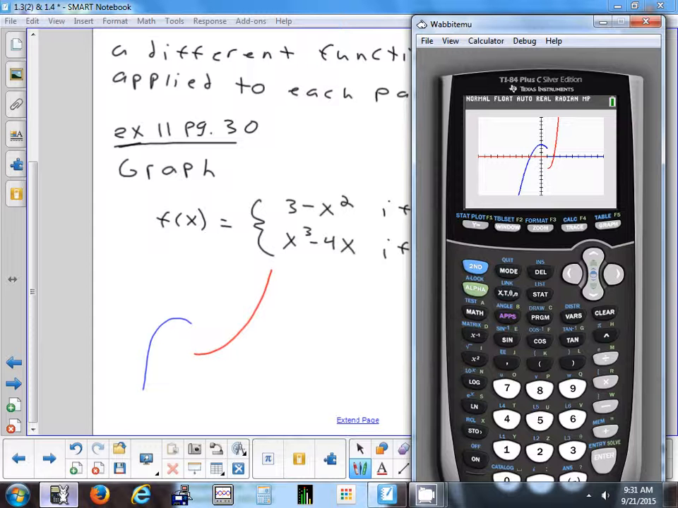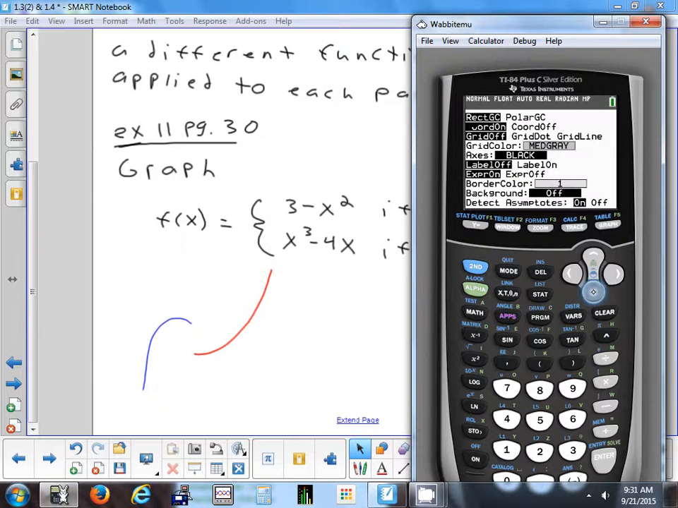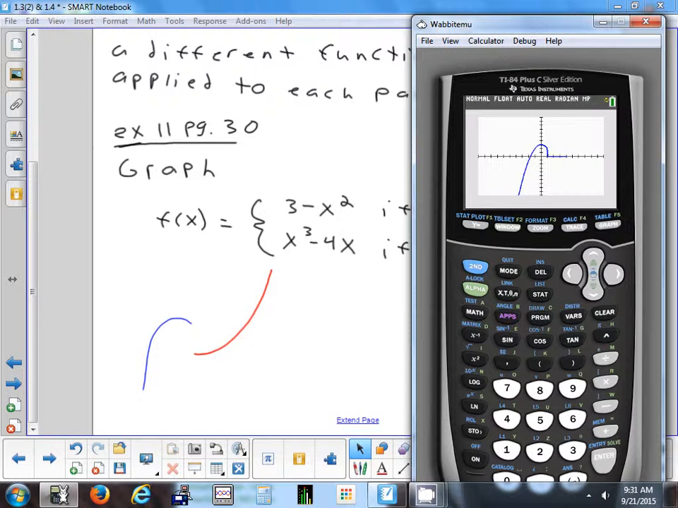Mine are connected. If you've got an older calculator, in fact, I can probably make mine connected kind of like yours. Does yours look like that? It shouldn't be connected, but the calculator has trouble drawing things that are not connected. At least older ones do. So the older ones try to connect everything, but it should not be connected here.